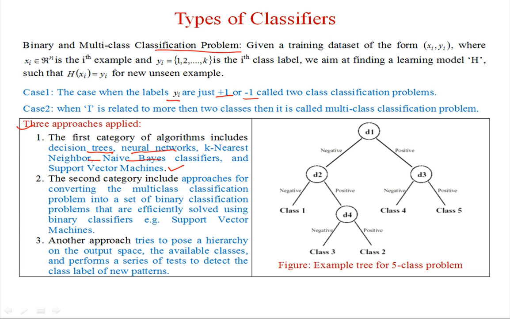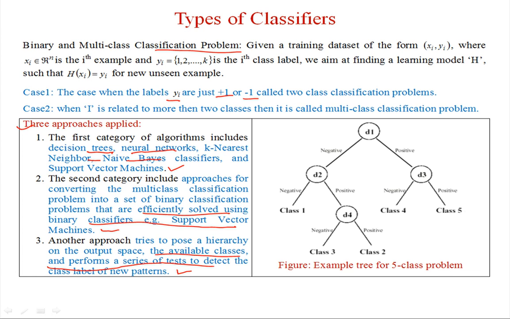The second category includes approaches that convert the multi-class classification problem into a set of binary classification problems that are efficiently solved by using binary classifiers, for example support vector machine. Another approach tries to pose a hierarchy on the output space, the available classes, and perform a series of tests to detect the class label of a new pattern. Here is an approach of converting multi-class classification into a set of several binary classifications.